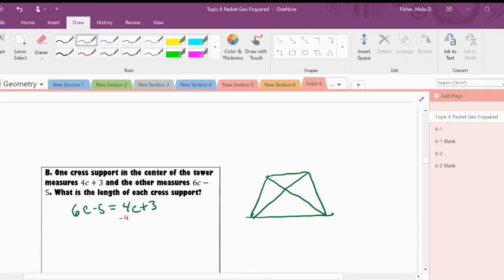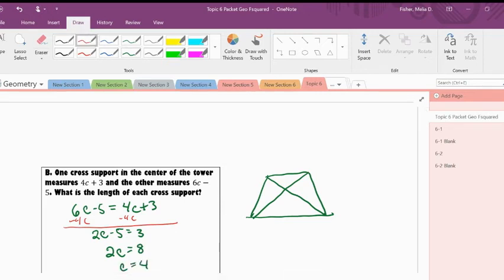I will subtract 4C from both sides of the equation. That gives me 2C minus 5 equals 3. And adding 5 to both sides, 2C equals 8, and divide by 2, C equals 4.